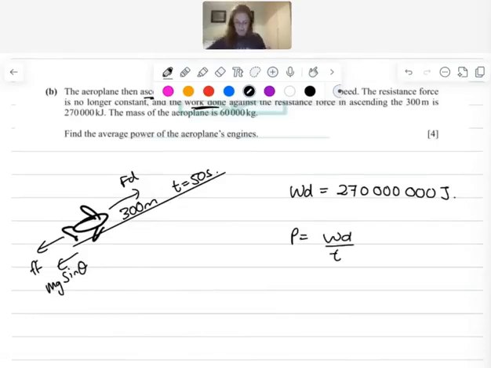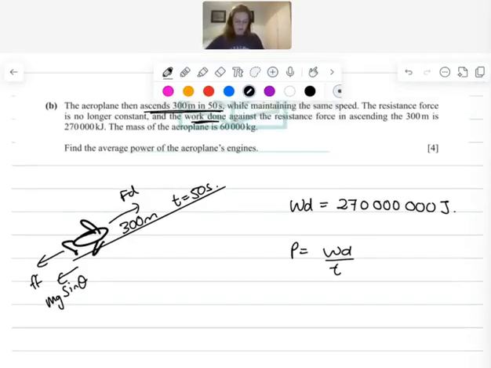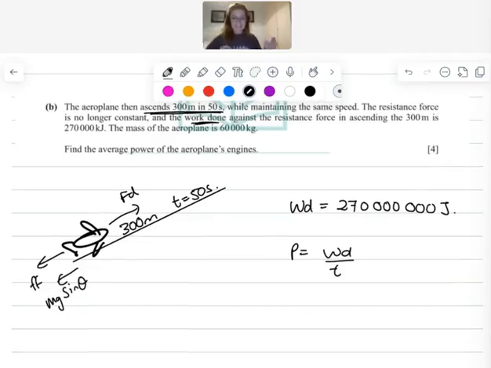Find the average power of the plane's engines. Alright, so this is an energy question. What's happening is the plane is going up, so there's a change in potential energy.